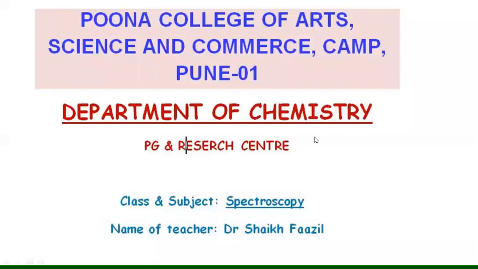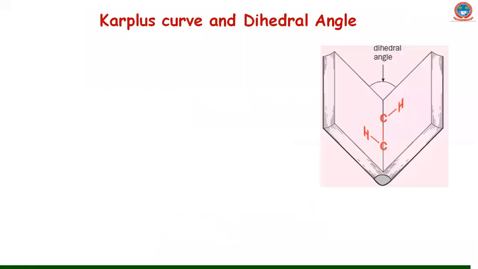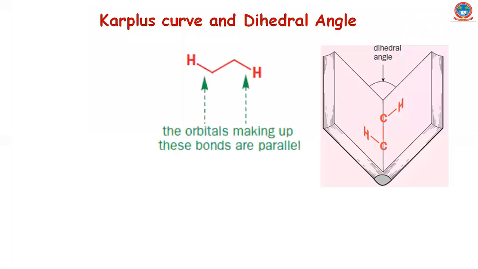So far, by using the coupling constant value, the J value, we learned how to tell the type of spectrum, AM, AX, AB type, and how to find out the connected or neighboring proton just on the basis of the coupling constant value. Now, the next part is the Karplus curve and dihedral angle. How it appears, you see here.